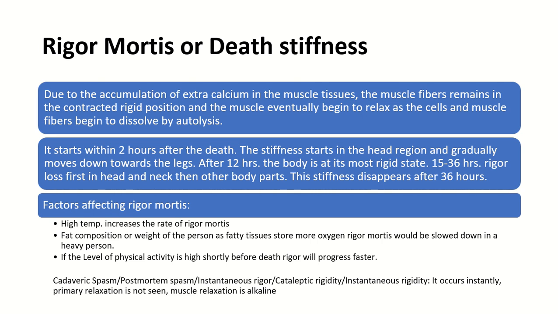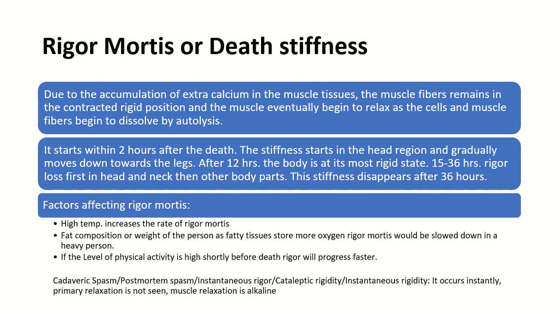The factors affecting rigor mortis are: high temperature increases the rate of rigor mortis. Fat composition or weight of the person also plays a major role, as fatty tissues store more oxygen, so rigor mortis would be slowed down in heavy persons. And if the level of physical activity is high, the level of oxygen in the body is already low, so the rigor mortis would be earlier.